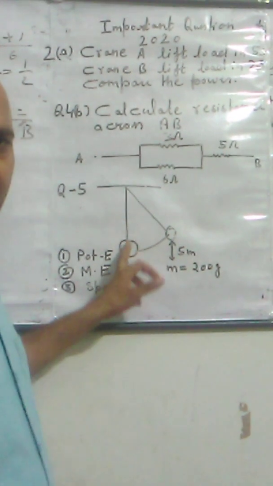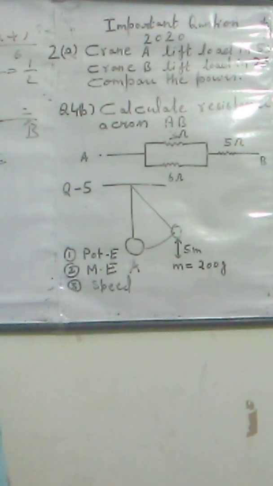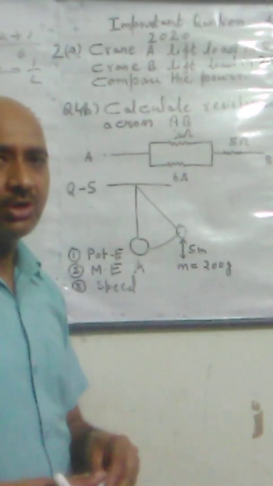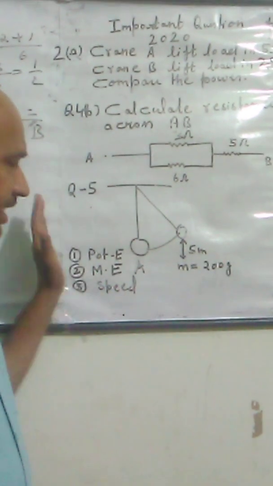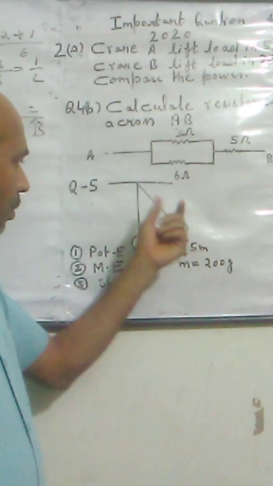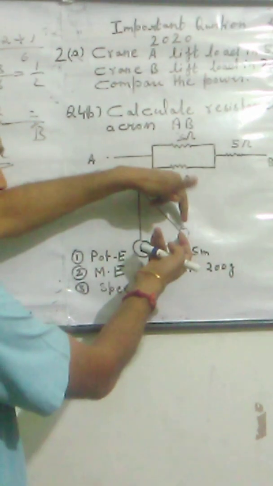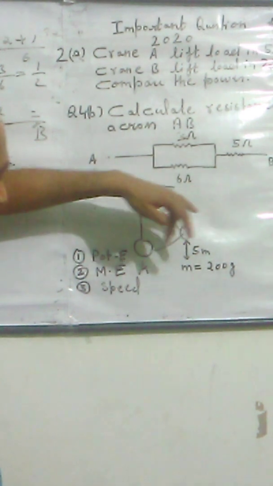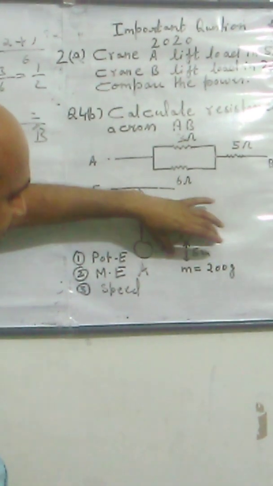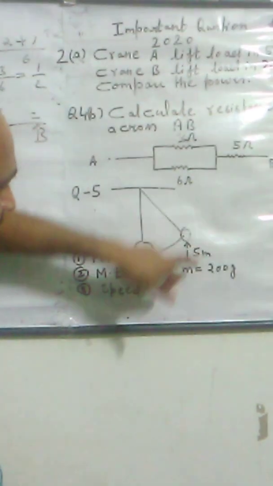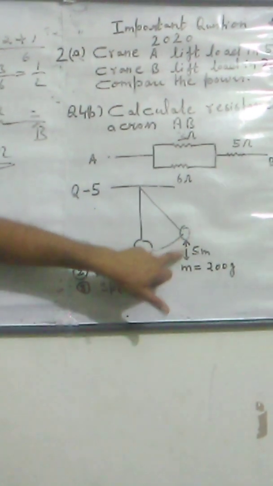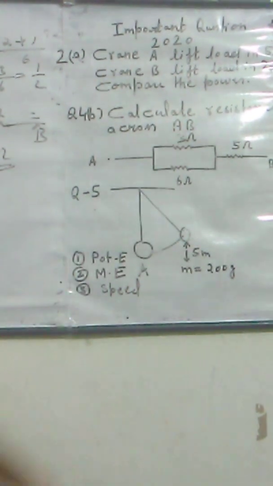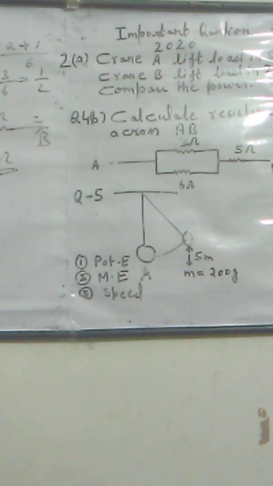This is the bob. Bob is of mass 200 grams. And when it is oscillating, what does it do? At its peak position, it is at a height of 5 meters from the ground. So in the first part we have to find out the potential energy.